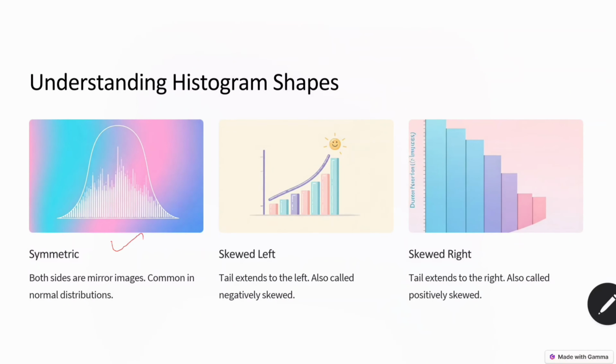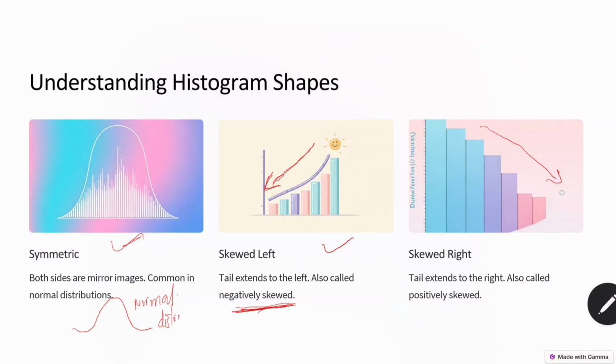And if you look at the second shape, this is called skewed to the left. Why? The easiest way you can get this is you can see it coming down. So the tail extends to the left, also called negatively skewed. The tail extends to the left, just in the form of decreasing. This is called skewed to the left.